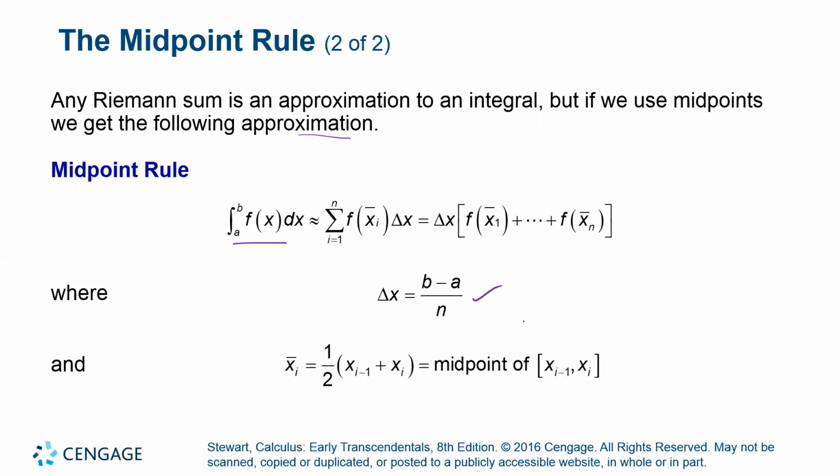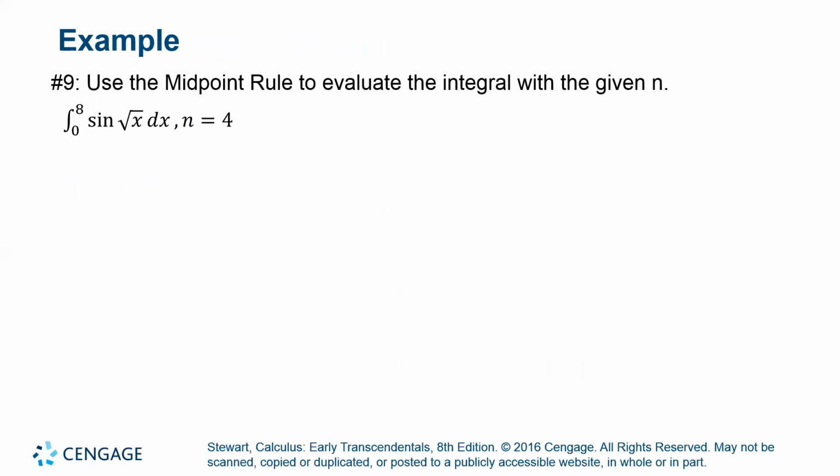All right, so here I'll use it to solve one problem, and then we will end this section. Use the midpoint rule to evaluate the integral with a given n. My n is 4, and I have this integral from 0 to 8 of sine of the square root of x dx. It's approximately, see that I don't take the limit.